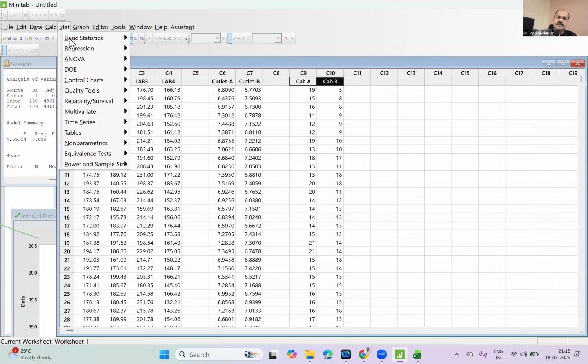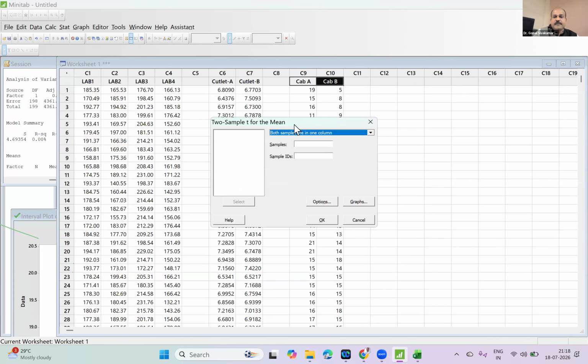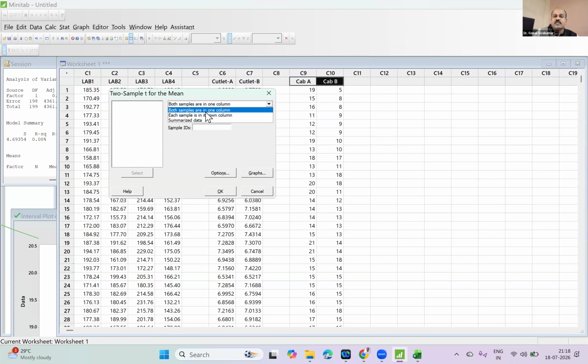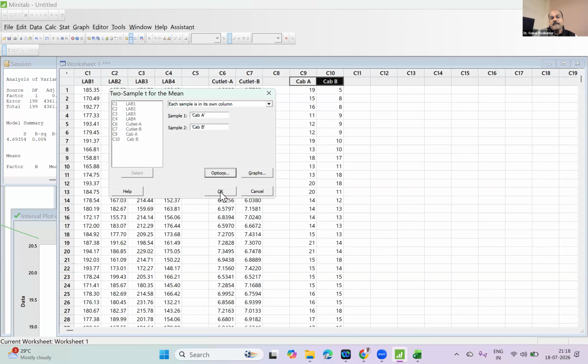See here, Stat, Basic Stat, Two sample t-test. You can read the description: determine whether the means differ significantly between two groups. So, two sample t. Now, both samples in one column? No. Each sample in its own column. Sample 1 is cab agent A. Sample 2 is cab agent B. Confidence interval 95%. The difference in the mean is 0, hypothesis difference is not equal to. This is your alternate. Assume equal variance.